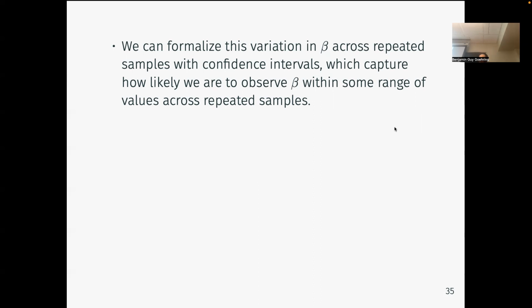That means that if we did this bag resampling thing 100 times, 95 times we would get a value of beta between -2 and -3.